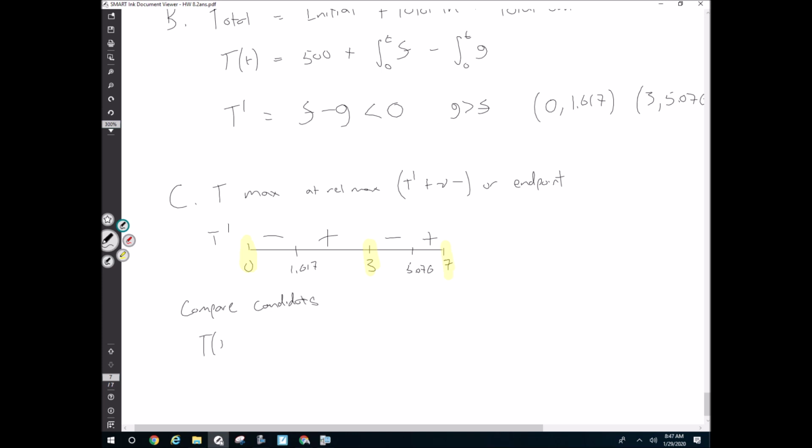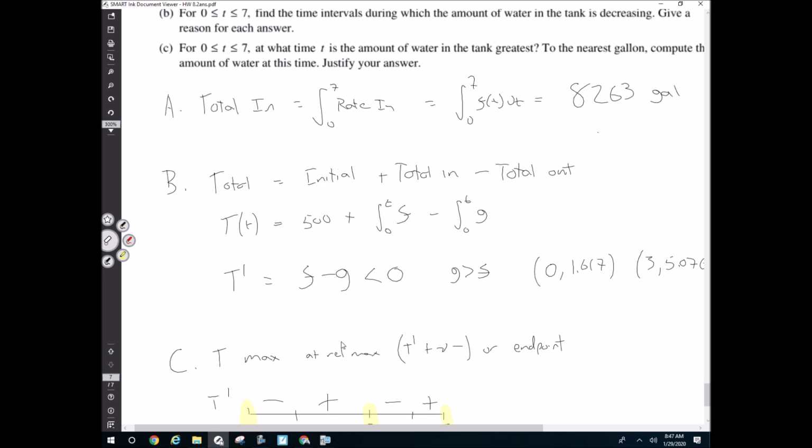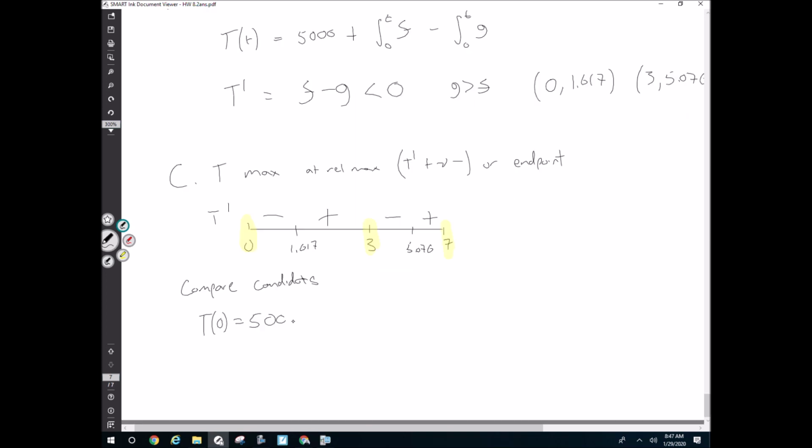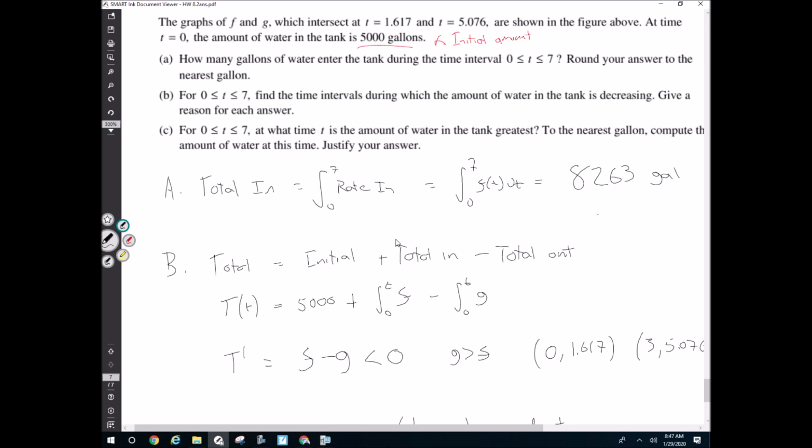So first, I got T of 0. I got that 500. Is it 500 or 5,000? Gosh, I hope it's 5,000. Well, whatever. It doesn't matter here. The initial amount, 5,000. Its derivative would still be 0. So sorry about that. So 5,000. Great. That's a candidate. Let's find T of 3. That would be 5,000 plus integral from 0 to 3 of F minus the integral from 0 to 3 of G. G from 0 to 3, you're using 250.